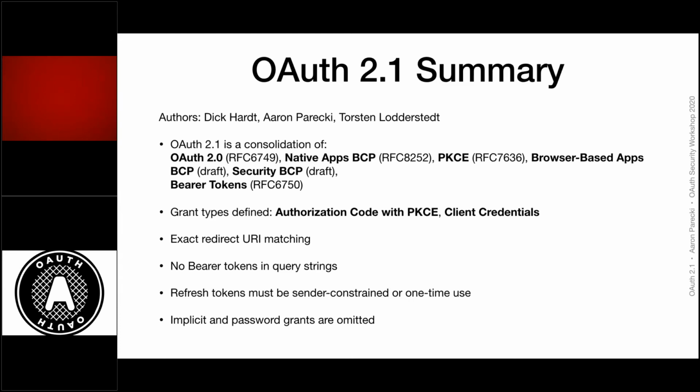A couple of other things it requires, and again, these are mostly from the security BCP being brought into OAuth 2.1: exact redirect URI matching, with no more allowance even for wildcards, because that's been demonstrated to be not secure. No bearer tokens in query strings, again, just to keep these out of access logs. There's the refresh token section, which talks about either sender-constraining refresh tokens or making them one-time use. And then, of course, the implicit and password grants are just left out of the spec.